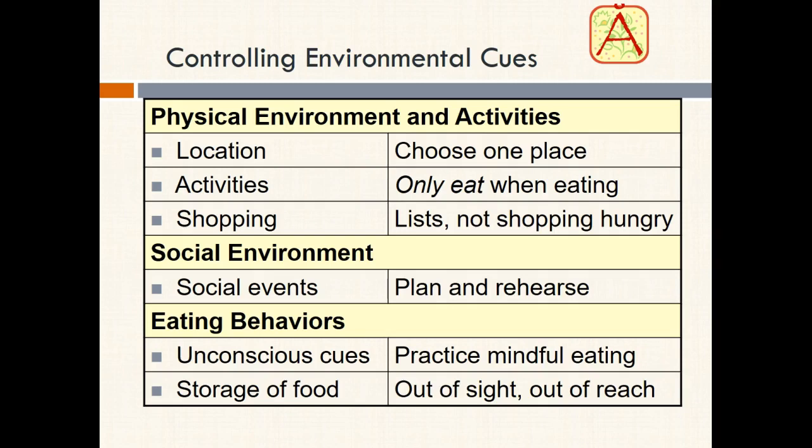Encouraging your clients to restructure that cue so that they choose just one location, for instance, maybe at a dining room table, and they know that is the place for eating. It's less likely that being in any of those other environments will trigger the client to choose to eat or to feel hungry.